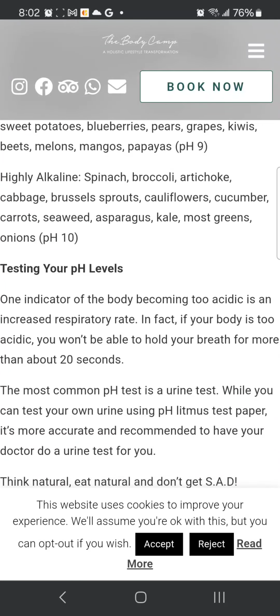Okay, so highly alkaline. Spinach. Broccoli, kind of same thing. You can overdo the greens a little bit sometimes. Artichoke, cabbage, Brussels sprouts, cauliflowers, cucumber, carrots, seaweed, asparagus, kale, most greens, onions. Yep, so that's good.